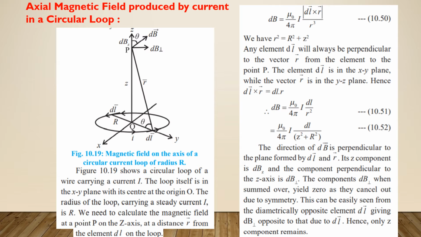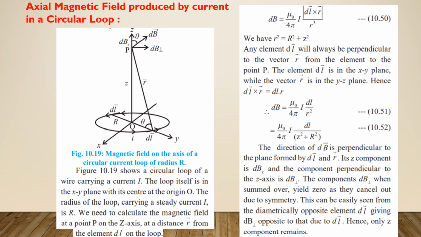Any element dl bar will always be perpendicular to the vector r bar from the element to the point P, as the element dl bar is in the xy plane while the vector r bar is in the yz plane. Hence, according to Biot-Savart law, the magnitude of the differential magnetic induction dB is given by mu 0 upon 4 pi I dl upon r square. Also from the geometry of the figure, r square is equal to R square plus z square.